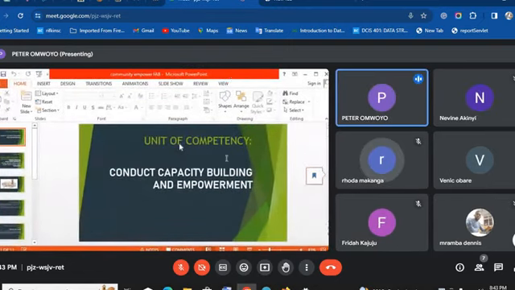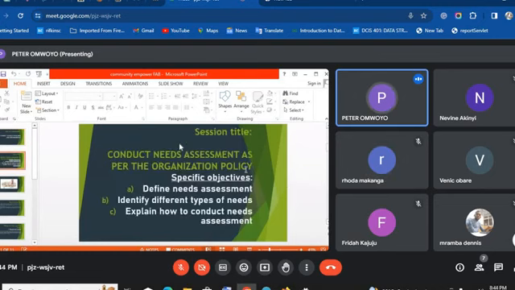Okay. Thank you. So in our class today, we are going to start by looking at the specific objectives that we are going to cover in today's lesson. The session title is to conduct needs assessment as per the organization policy. The specific objectives are to define needs assessment, identify different types of needs, and explain how to conduct needs assessment.